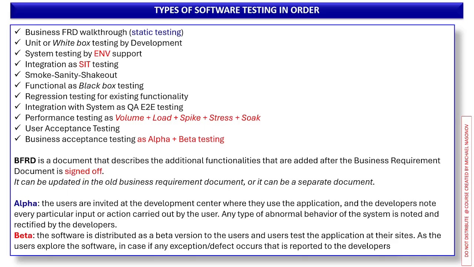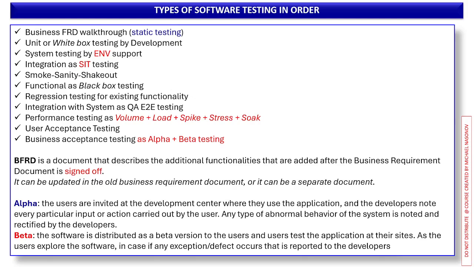BFRD, its full name being Business Functional Requirement Document, is a document that describes the additional functionalities that are added after the business requirement document, attention please, is signed off. Because any document is supposed to get approval and officially sign off. And you cannot, for example, start testing without your test cases signed off. It can be updated in the old business requirement document, or it can be added as a separate document.